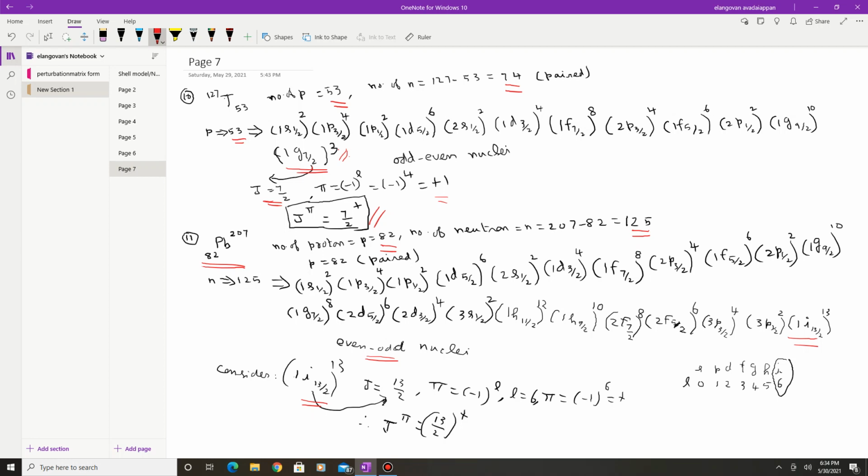For the odd number, the J value will be this 13 by 2, this is your J value. The pi value will be minus 1 whole power L. The L values are s, p, d, f, g, h, i: 0, 1, 2, 3, 4, 5, 6. So i is equal to 6. The state is i, and therefore this is minus 1 whole power 6, which is again a positive value. Therefore J pi is equal to 13 by 2 positive.